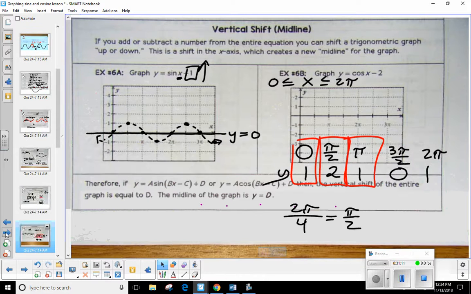Now here's what's really cool about this. The original graph, what would you expect to happen? Every point just goes up 1, right? Well, let's take a look. 0, 1. Pi over 2, 2. Pi, 1. 3 pi over 2, 0. And then 2 pi, 1. What actually happened? The entire graph just got shifted up 1. So it does not matter what kind of transformation you have. This strategy will give you 5 points on a period. It will take care of anything you come across.